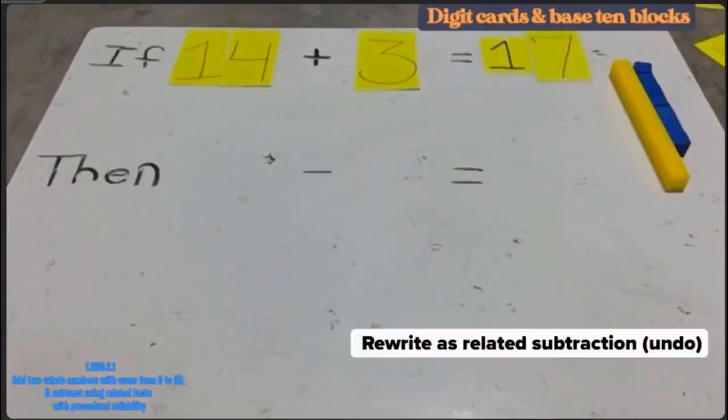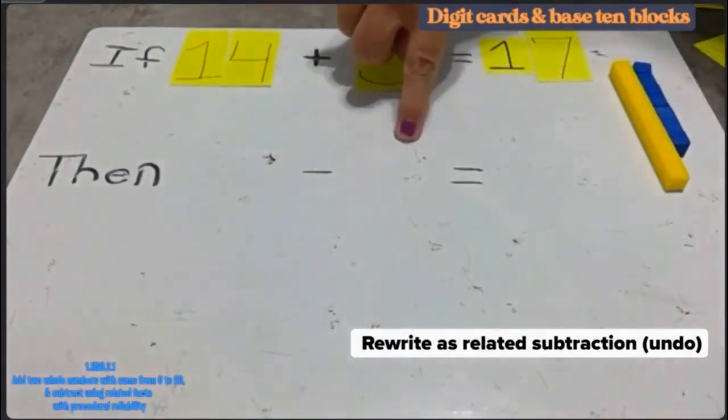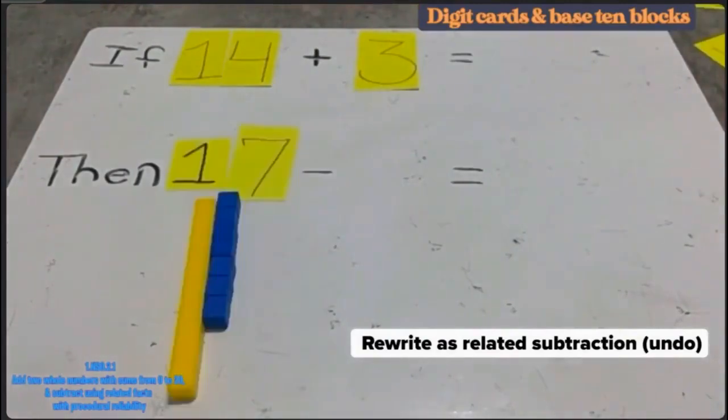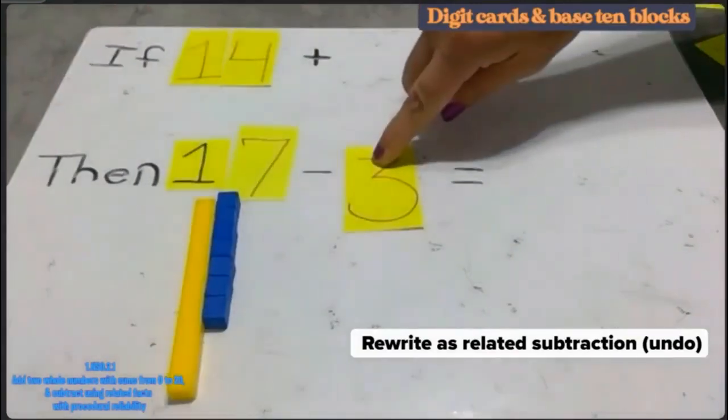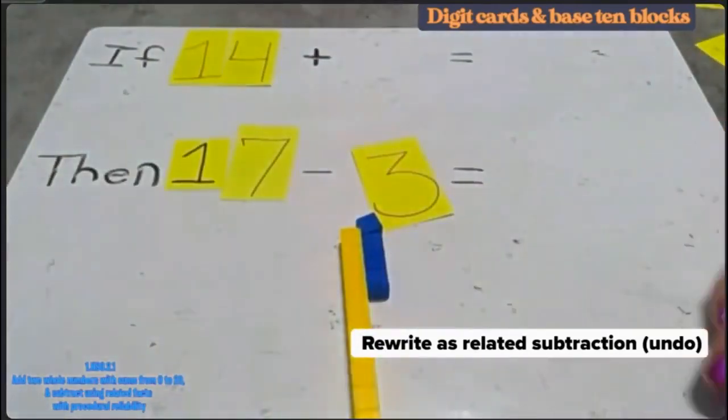Having students use digit cards and base 10 blocks allows them to reinforce the addition and subtraction sentences. If they can provide the addition sentence, then they should be able to write the related subtraction sentence using those same digits and cards.